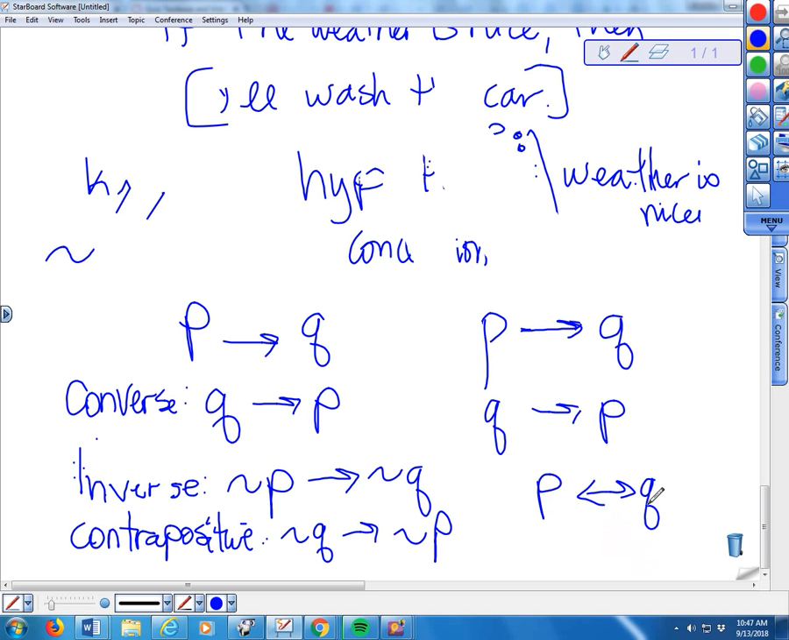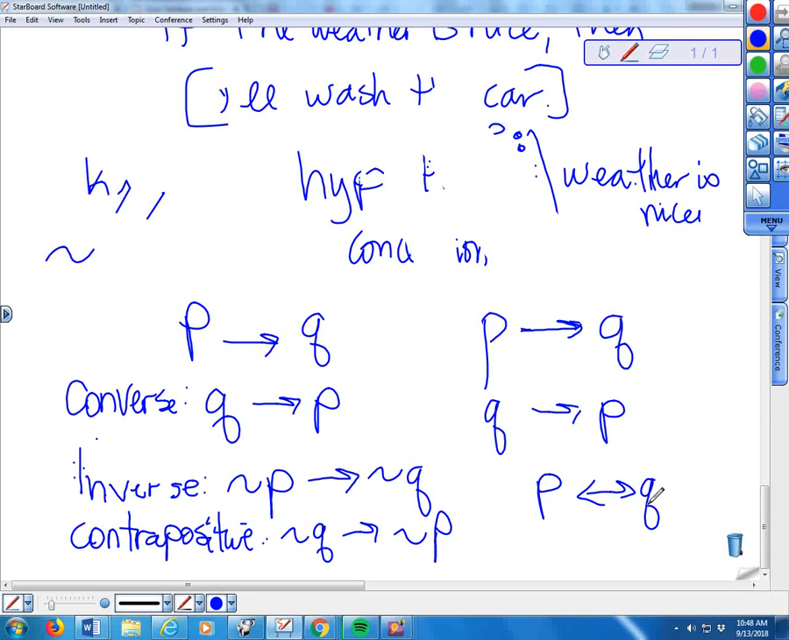As an example, if two angles equal 180, then they are supplementary. Everybody agree that's true? If two angles added together equal 180, then they are supplementary. What if I said the converse? If two angles are supplementary, then they equal 180. Is that true? Yes. So it's a biconditional statement. It works both ways, and they're both true.